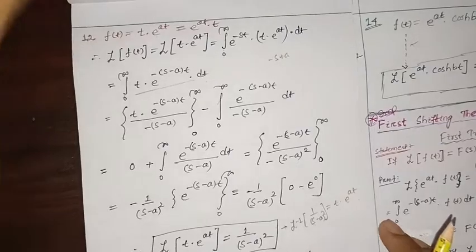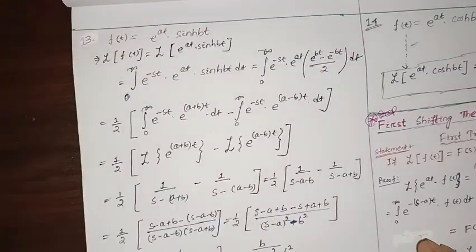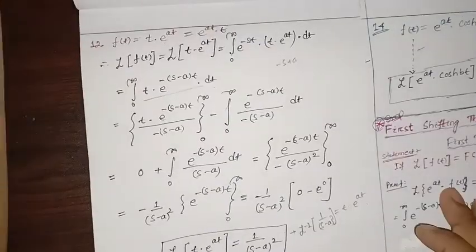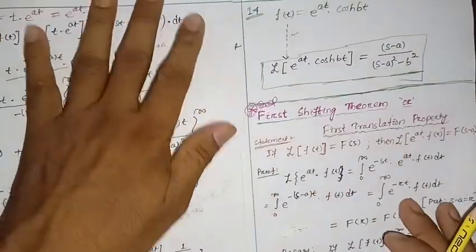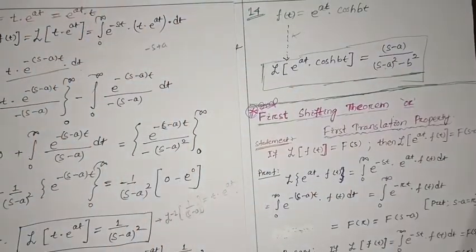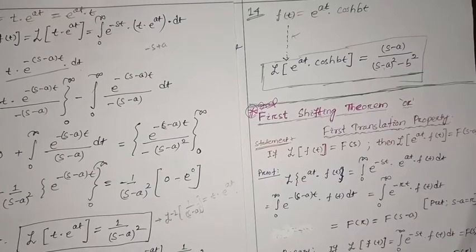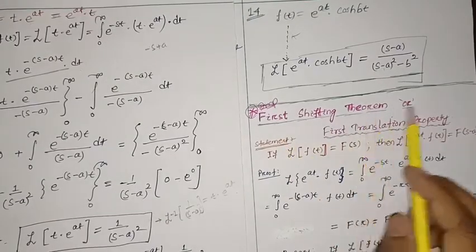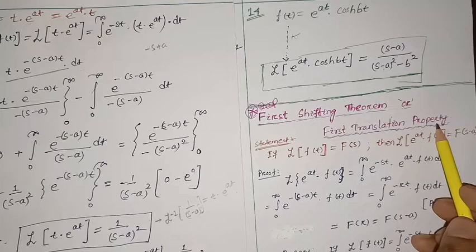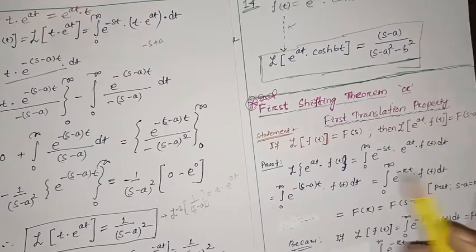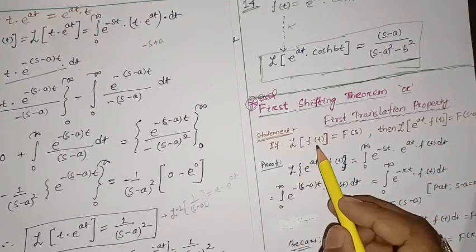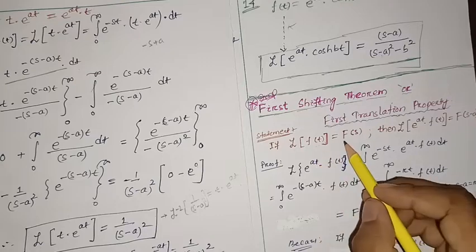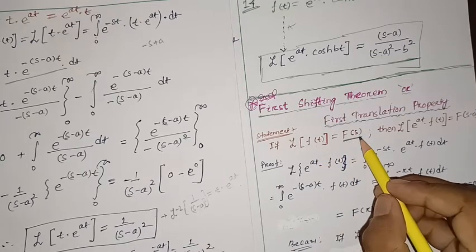Next, we are going to go for the 13th expression. Before that, here I am going to prove the first shifting theorem or first translation property. Why I am going to do so, you just watch. Suppose Laplace transform of f of t, if we consider, the value is how much? In the form of F of s.